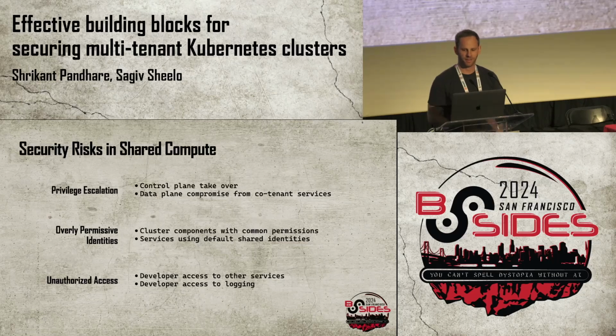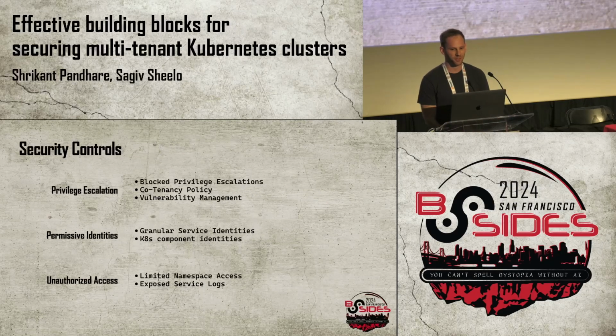Unauthorized access is a significant risk in multi-tenant Kubernetes clusters. Developers often have broad access to their clusters by default. For example, developers may inadvertently or maliciously access other services or their logs belonging to other tenants. Allowing developers access to services owned by other tenants increases the risk of intentional or accidental changes that can impact the entire cluster.